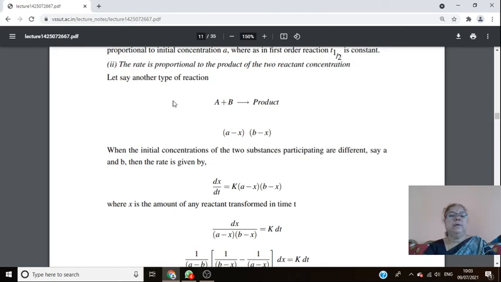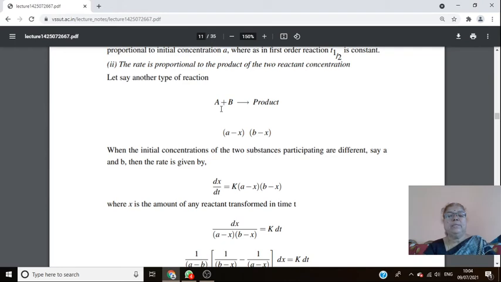Then the second case here. The rate is proportional to the product of two reactants' concentrations, and we have considered this A plus B gives product. It is our second order reaction where the initial concentrations are different, and if we consider small a as the initial concentration of reactant A, and small b as the initial concentration of reactant B, the decrease in concentration is the same for both the reactants.